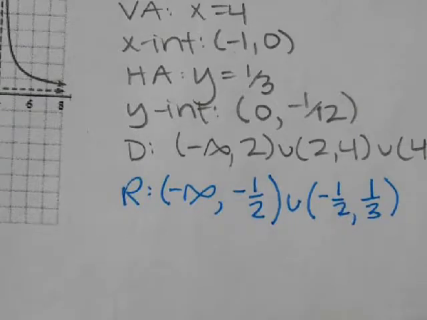So how come we didn't put a bracket around? Can somebody tell me why we did not use brackets here? Yeah, one of them's a hole and you can't equal the hole. One of them's an asymptote, you can't equal the asymptote. That's why we get parentheses.